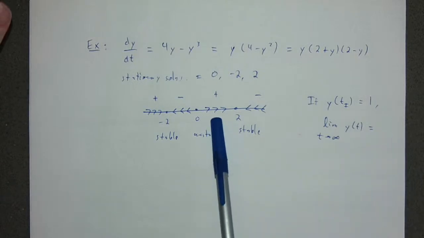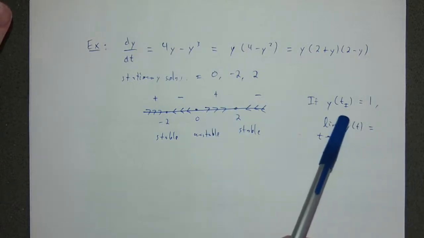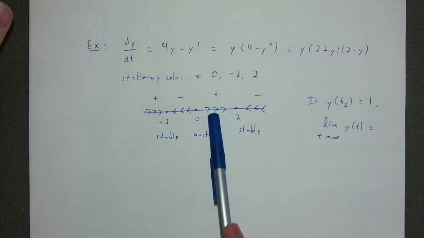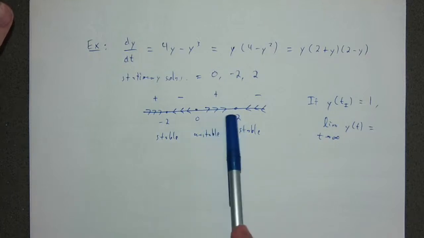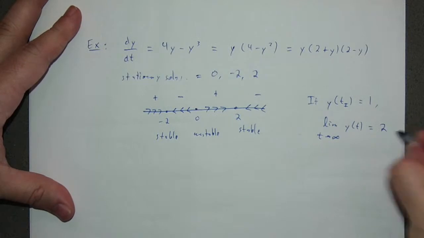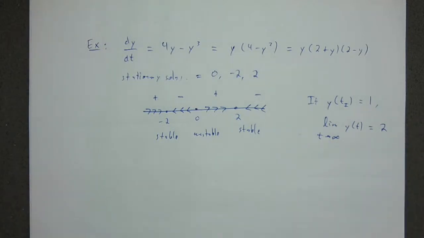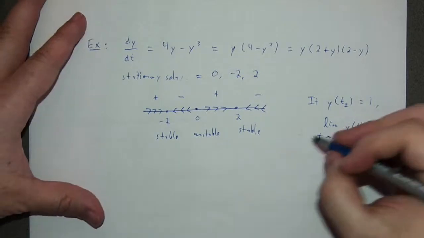Well, as indicated in this picture, initial value 1 puts you in this spot. The arrows indicate motion towards 2, so 2 is that limit. Okay. All right.